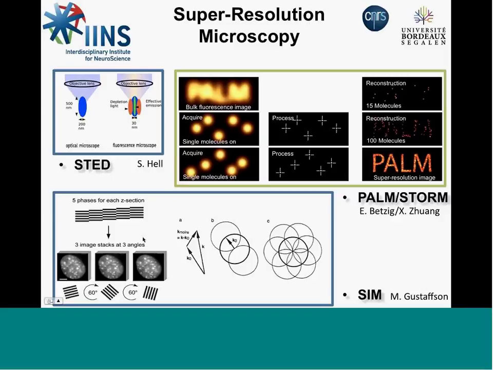Then, around 2000, the group of Mats Gustafsson developed what's called structured illumination microscopy. Finally, a bit later, maybe 2006, the group of Betzig and the group of Zhuang published the first papers on localization microscopy. This is the technique I will mostly focus my talk on.